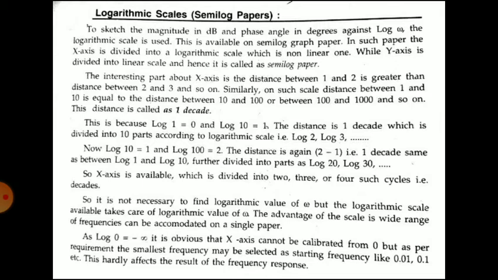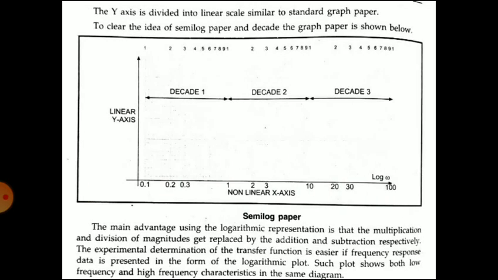As log 0 is equal to minus infinity, it is obvious that the x-axis cannot be calibrated from 0, but as per requirement, the smallest frequency may be selected as the starting frequency, like 0.01, 0.1, etc. This hardly affects the result of the frequency response. So this is a semi-log paper that is shown, with the different decades. The y-axis is divided into a linear scale, similar to standard graph paper.